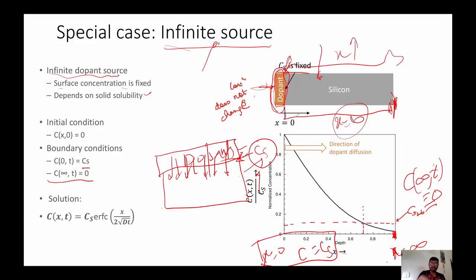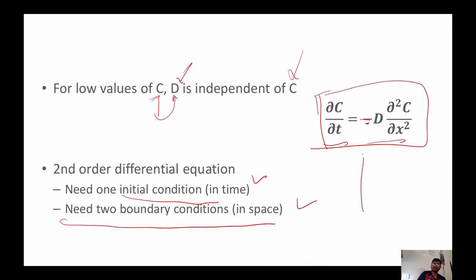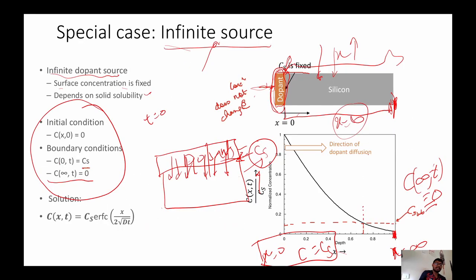At t equal to 0, there is no diffusion of any dopant, so there is nothing inside the silicon. After putting these boundary conditions in the previous equation, we will get an error function solution to that differential equation.